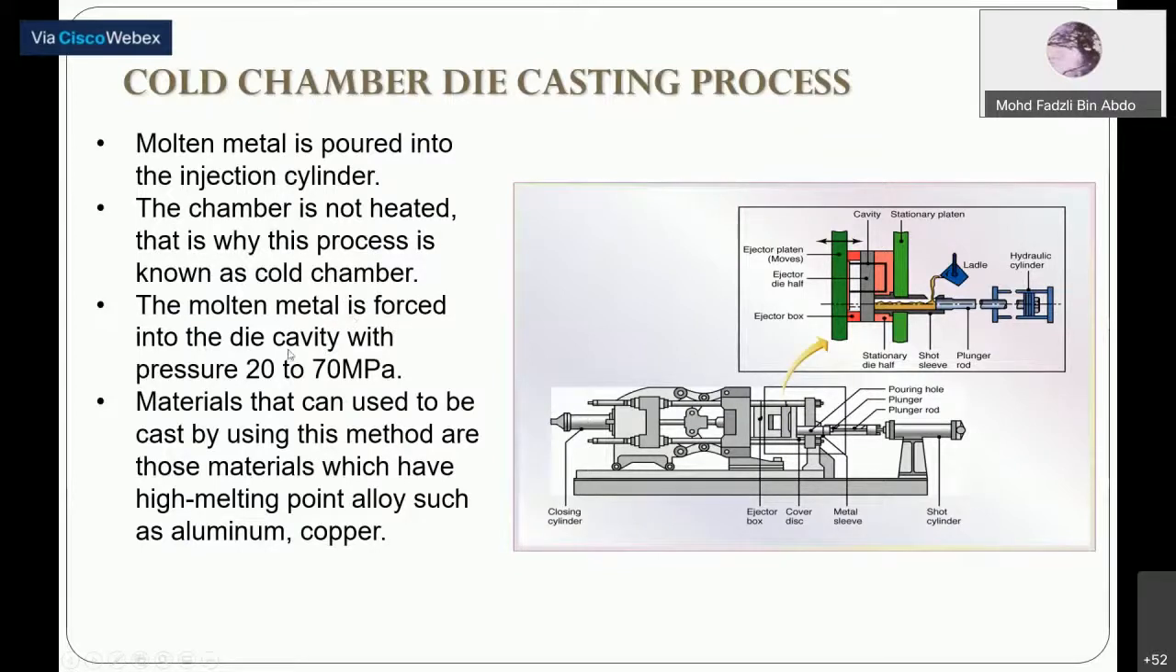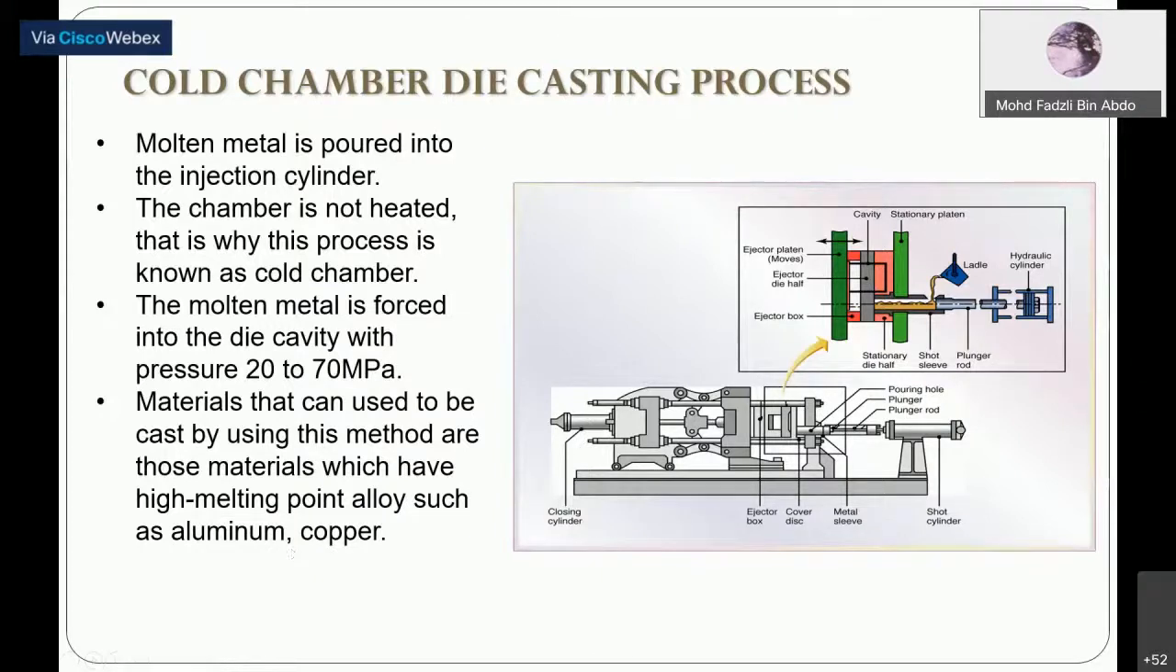The molten metal is forced into the die cavity with pressure 20 to 70 megapascal. Maksudnya the pressure is lower than the hot chamber tadi. Material that can be used to cast by using this method are those materials which have the high melting point alloy such as the aluminium and also the copper.